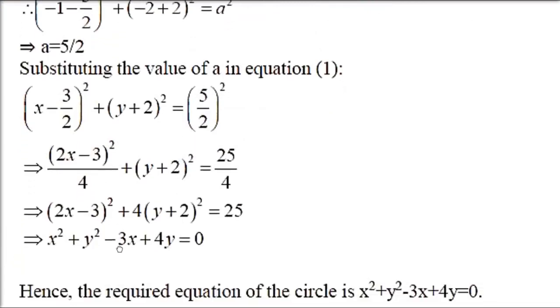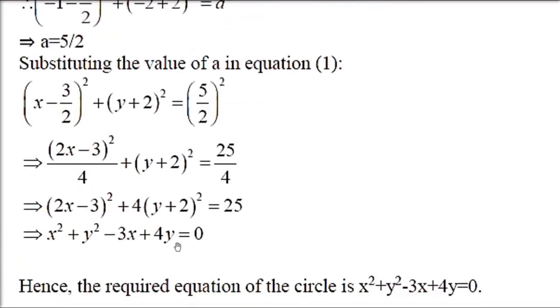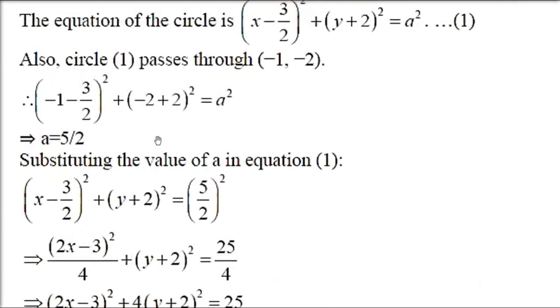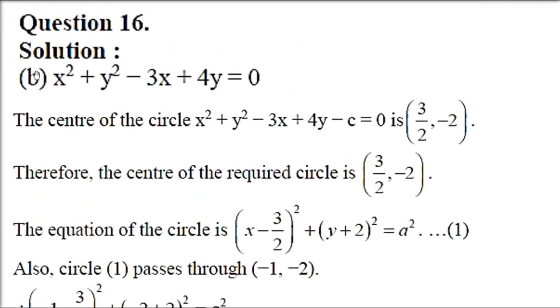Just resolve it, and you will get x square plus y square minus 3x plus 4y plus 0. This is the required equation of this circle. B is the correct answer here.